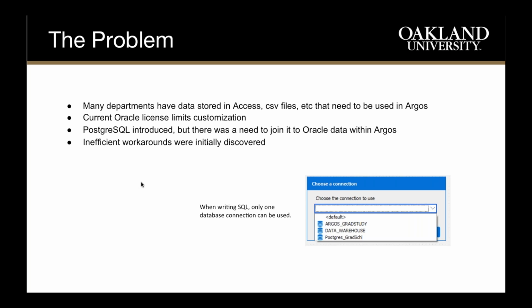the Oracle Banner license has a lot of restrictions. So our IT department introduced Postgres as a way for departments to store their data, but the need was still to join the Oracle data within Argos to the Postgres data. There are a lot of inefficient workarounds that were initially discovered, but none of them were a great solution. And that screenshot is showing when you create a new query in Argos, you have to select the data source, and you can only select one. So you can select Oracle, Postgres, or other things, but you can only select one at a time.